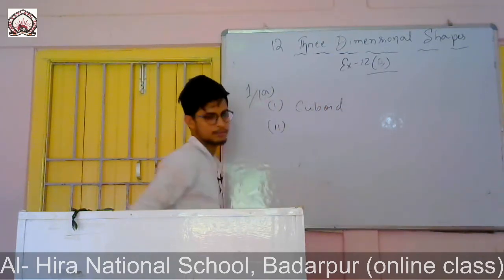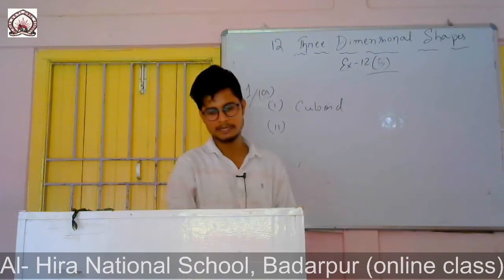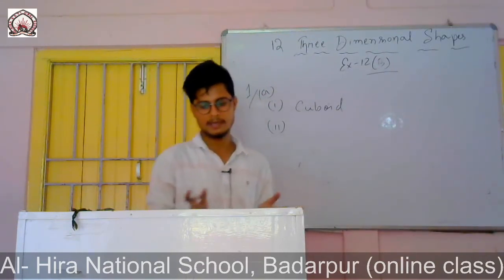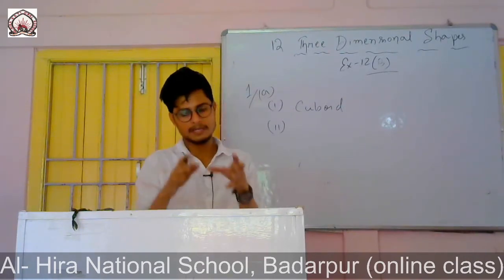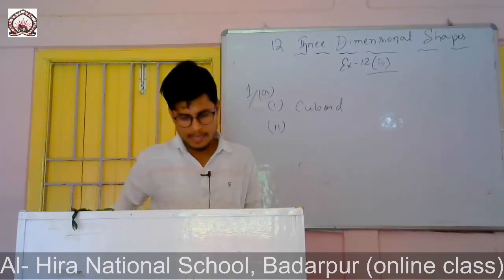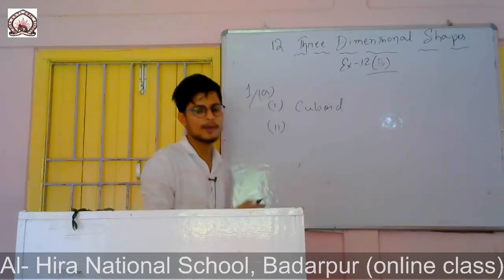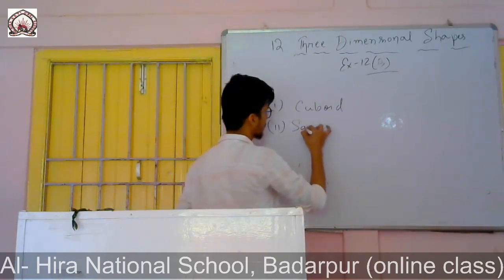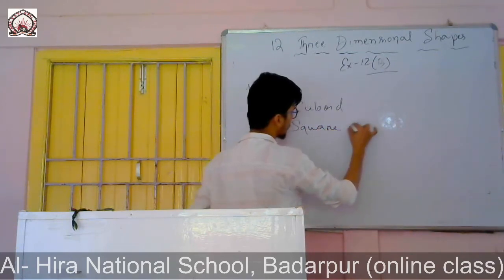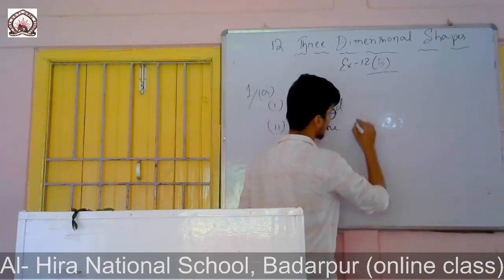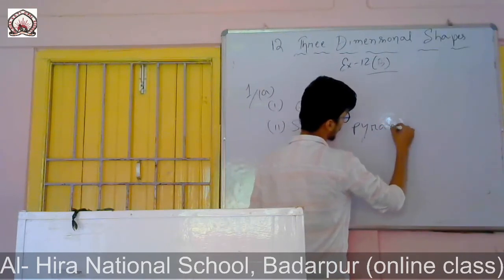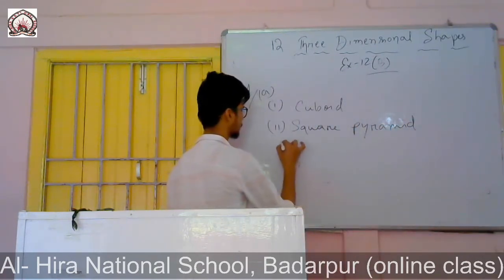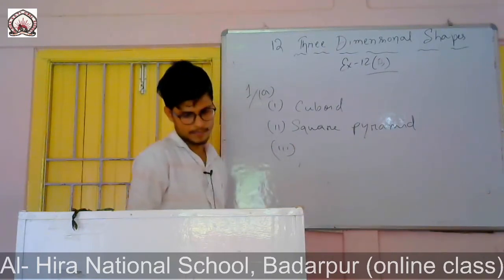Then Roman number 2. So you see, there is a square and 4 triangles. We know that if a square is there and 4 triangles are there, if I join them, it will be a square pyramid. Square is there and 4 triangles. So it will be a square pyramid.